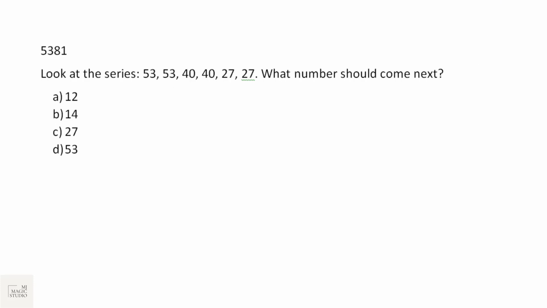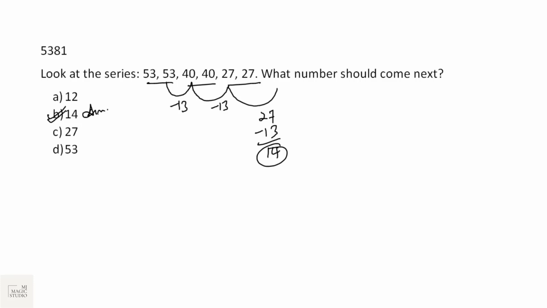So one more we have, and what does it say? 53, 53, 40, 40, 27, 27. A number is coming twice. 53 minus 13 is 40. Minus 13 is 27. So the next number should be 27 minus 13. That is 14. Option B.